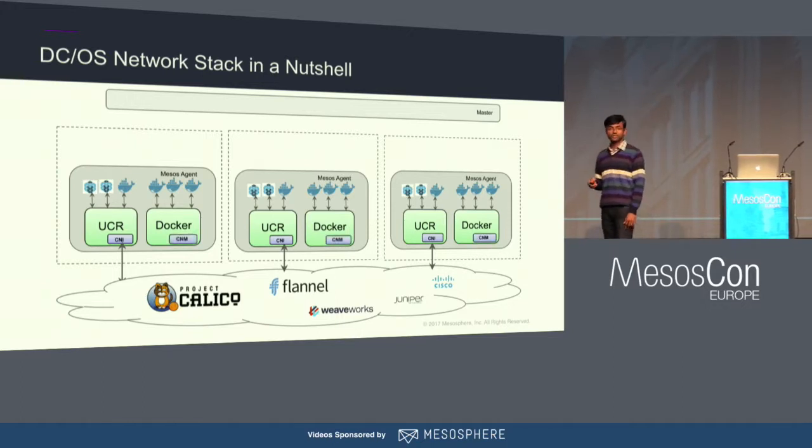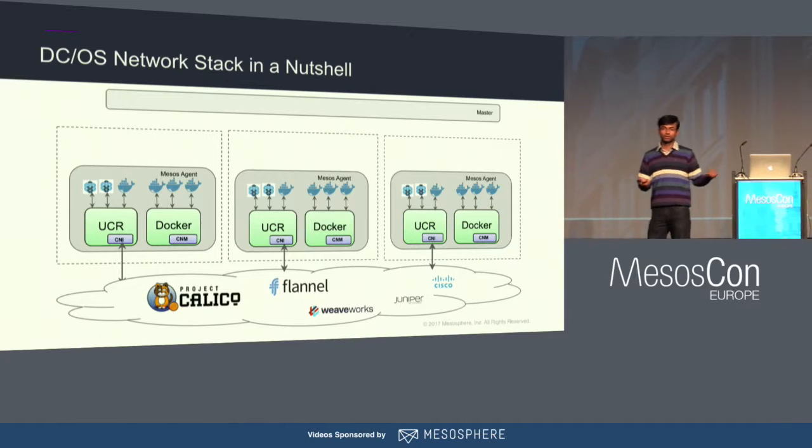Docker, on the other hand, uses something called the container network model, which is kind of similar to CNI, but it's not a standard. It's their own homegrown thing, but it works similarly.